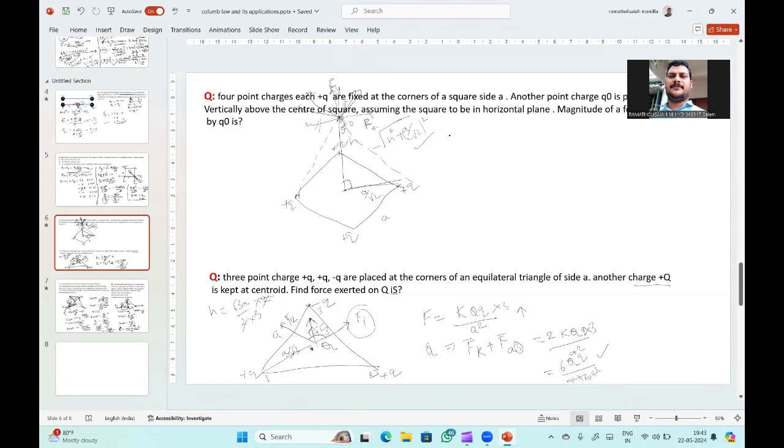The four Fy components are in the vertical direction. So Fy is equal to F cos theta. In this direction there are four of them, so I have to find 4 Fy, that means 4 into F into cos theta.